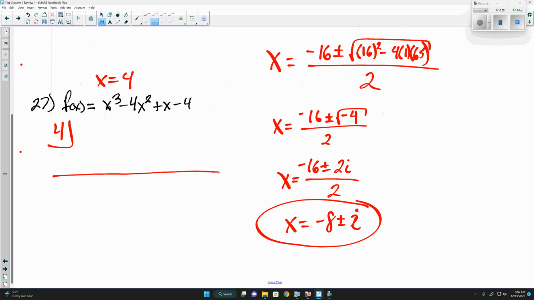What we can do is synthetic division. 4, and then put our numbers across the top. 1 for x to the third, -4 for x squared, 1 for x and -4. 4 times 1 is 4. -4 plus 4 is 0. 4 times 0 is 0. 1 plus 0 is 1. 4 times 1 is 4. 0.